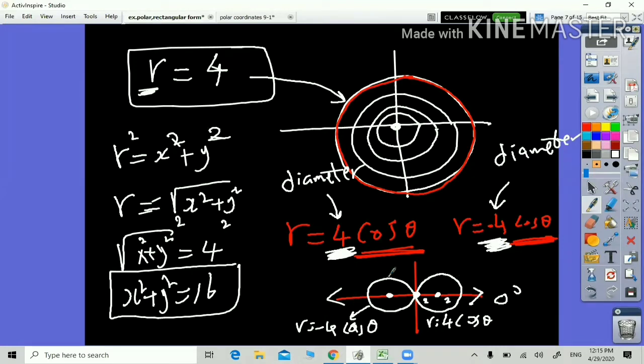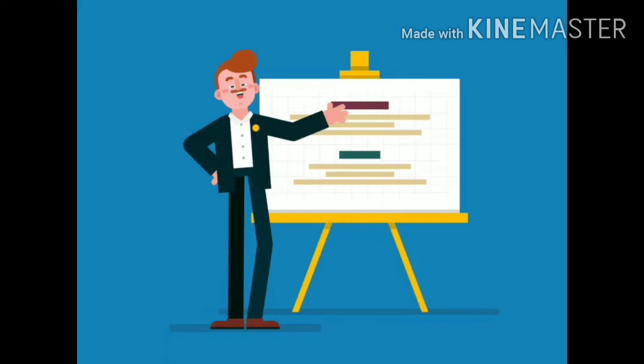Okay. One of you may ask, Mr., what about not theta, not cosine? What about sine?